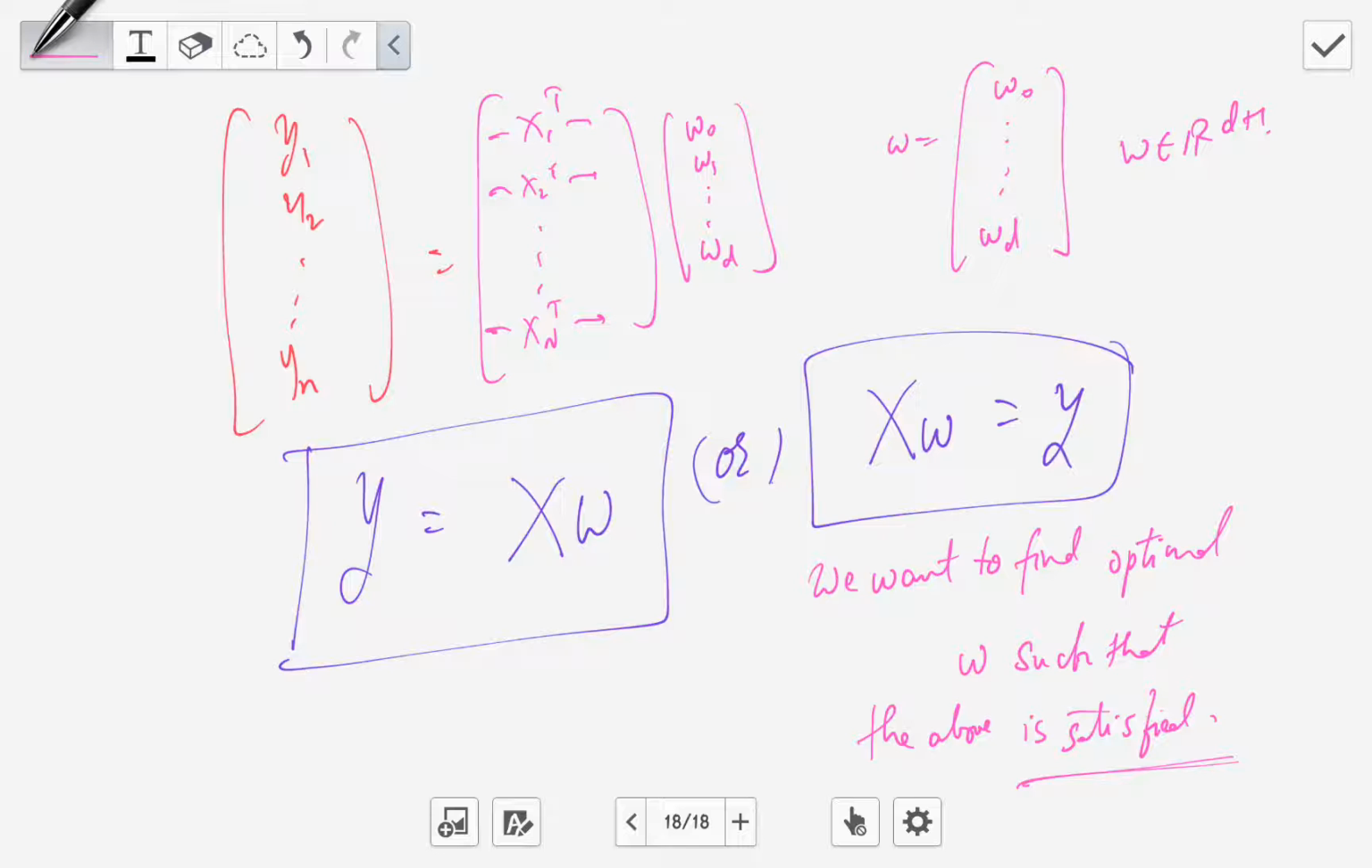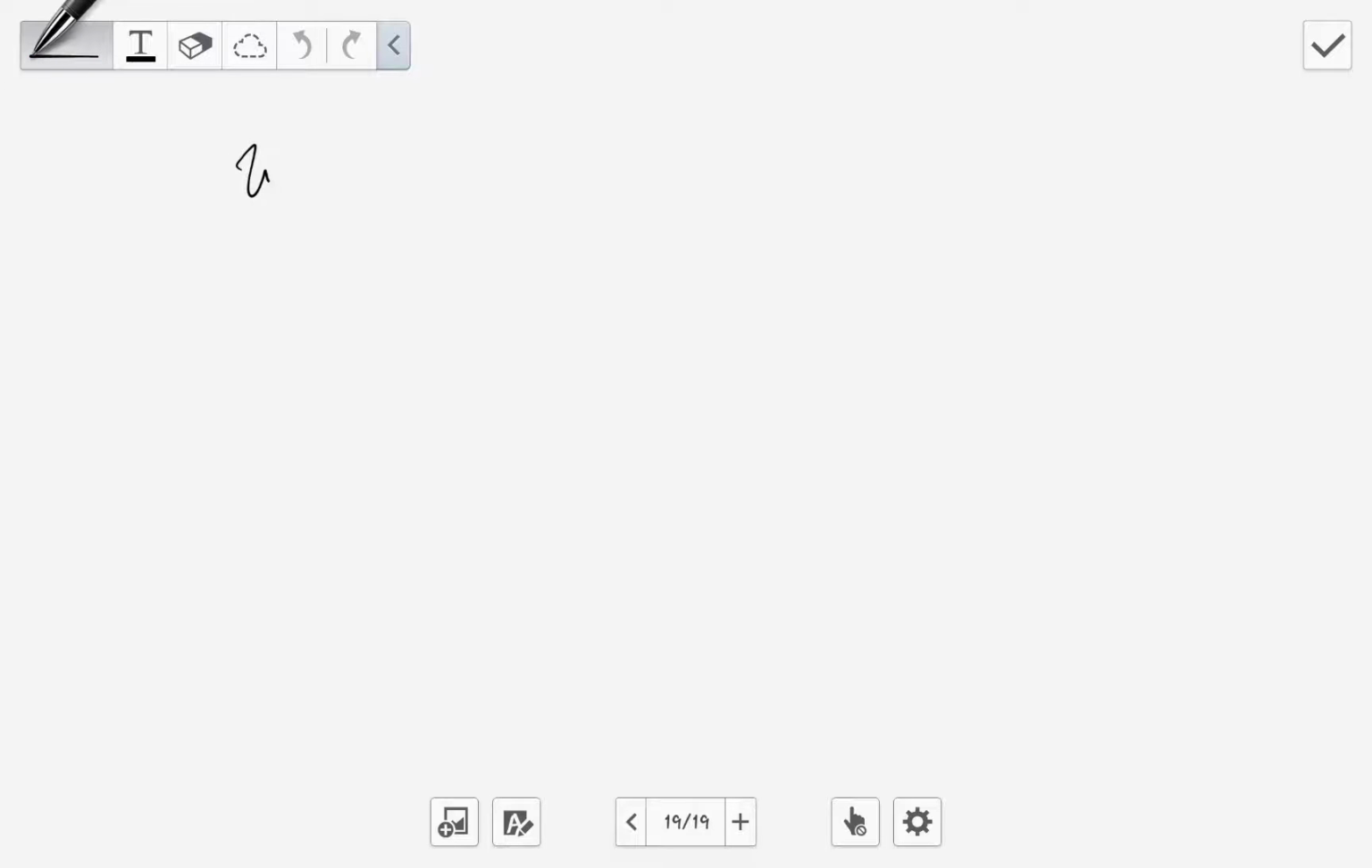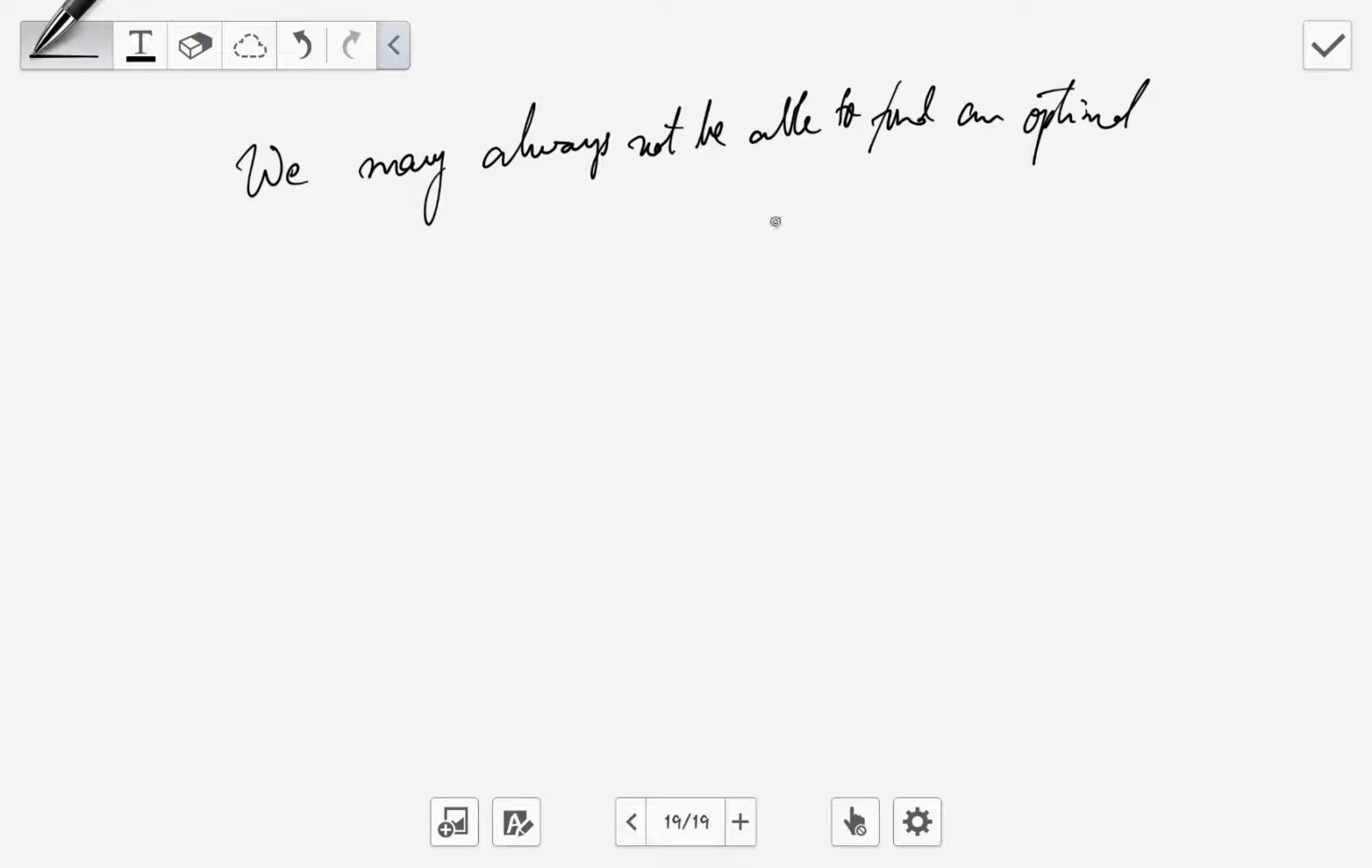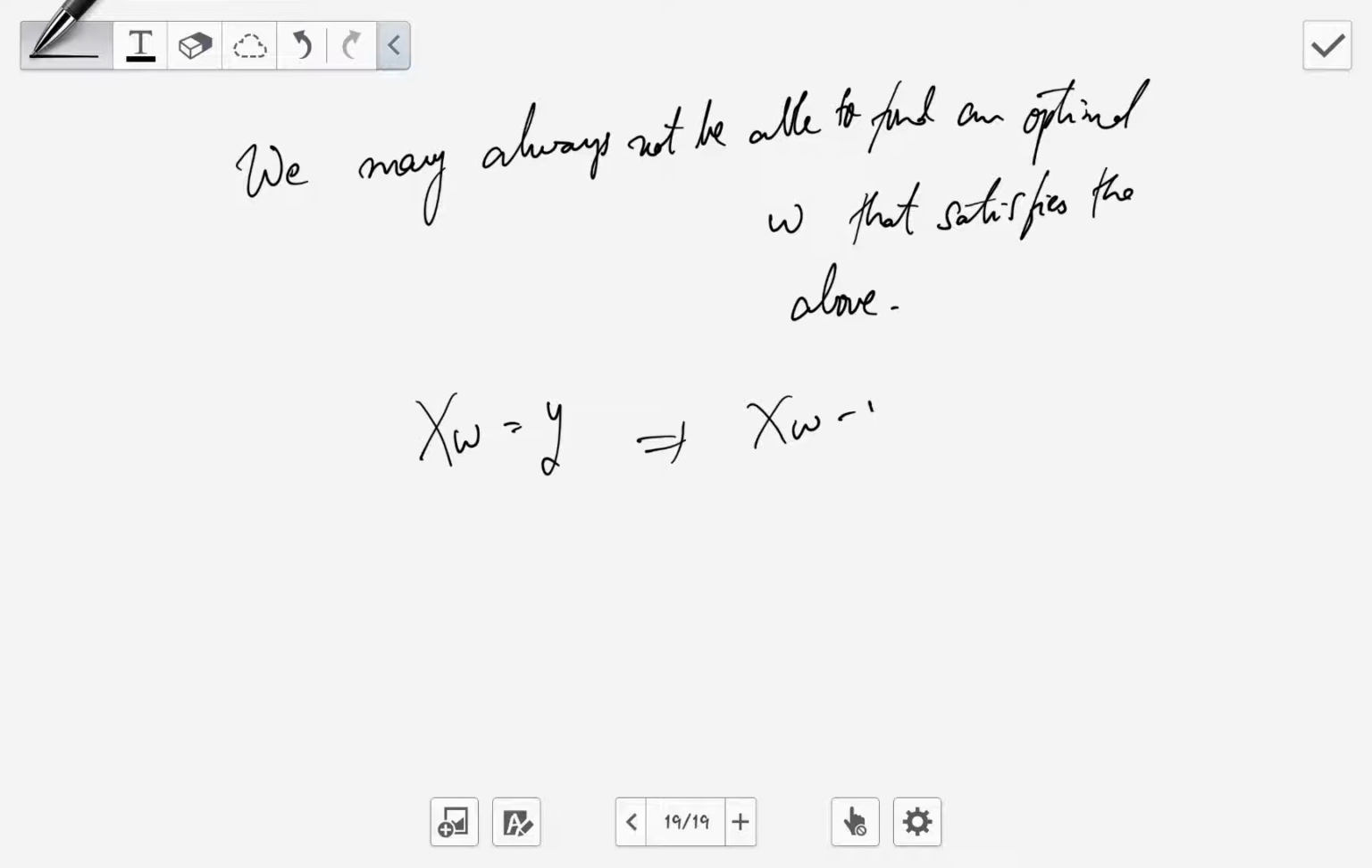But this might not always be true. We may not always be able to find an optimal W that satisfies the above. Isn't it? So what do we do? We want Xw is equal to y. So that implies we want Xw minus y is equal to 0, or y minus Xw is equal to 0. Right, we want this.